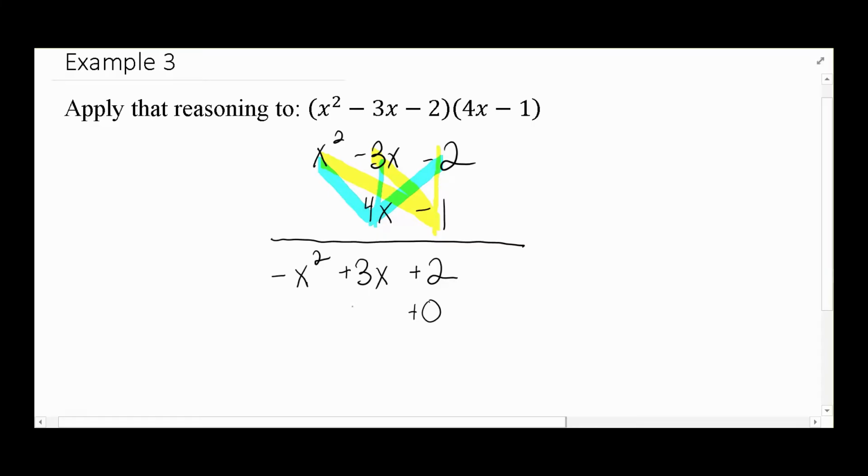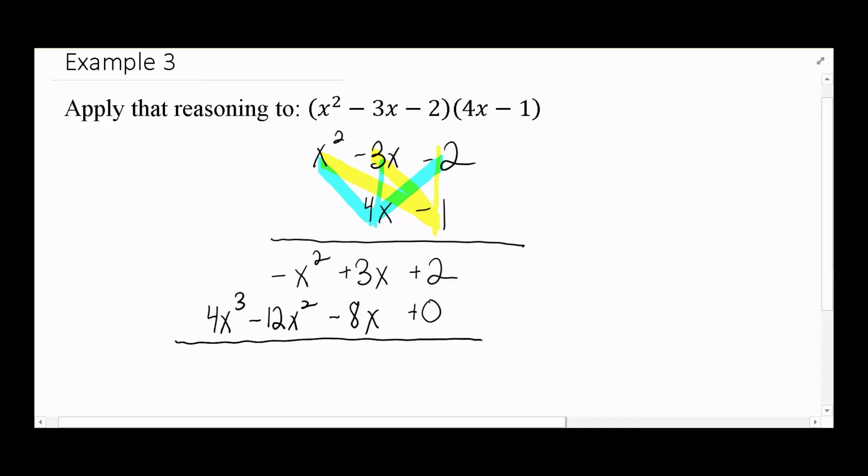4x times -2 is -8x. And look, he lines up beautifully with the other x person. Now if I multiply 4x times -3x, I get -12x squared. And then 4x times x squared gets me +4x cubed.